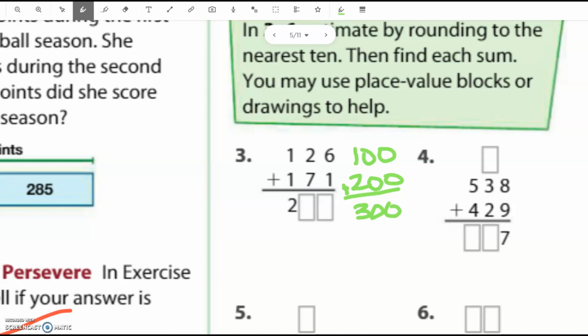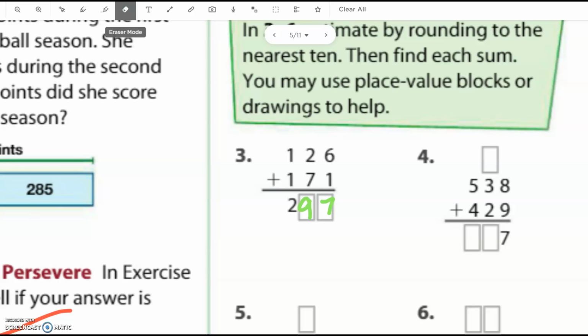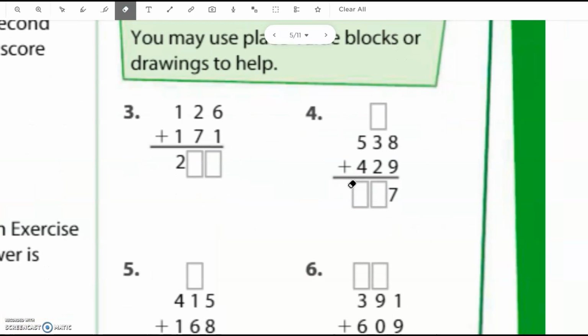6 plus 1 is 7. And 7 plus 2 is 9. 297 is really close to 300. So that is my check. We can use estimating to help us check. Make sure you're writing these out along with me.